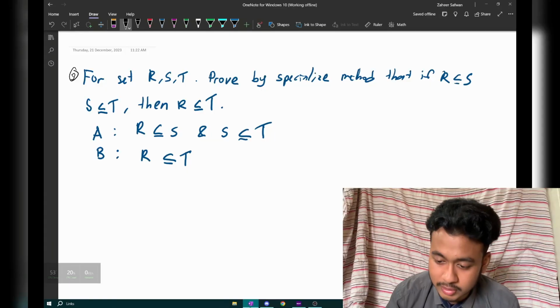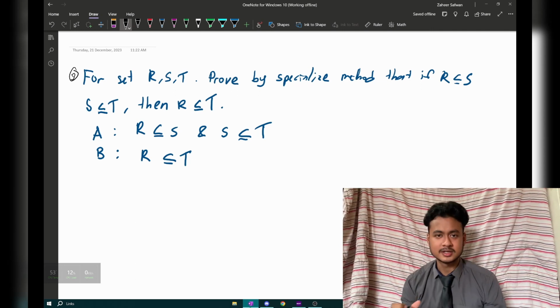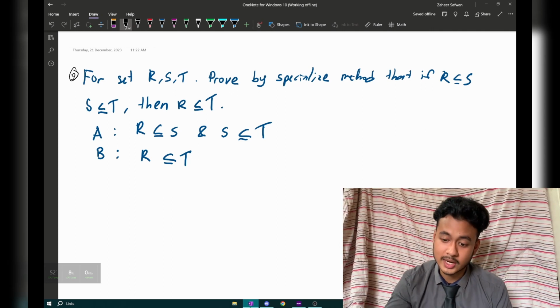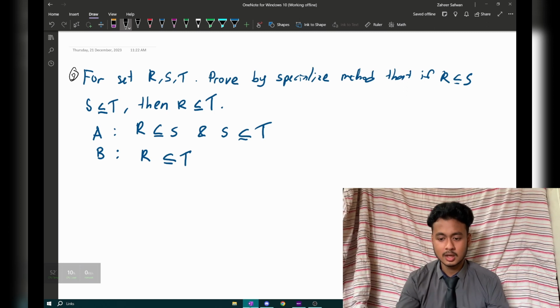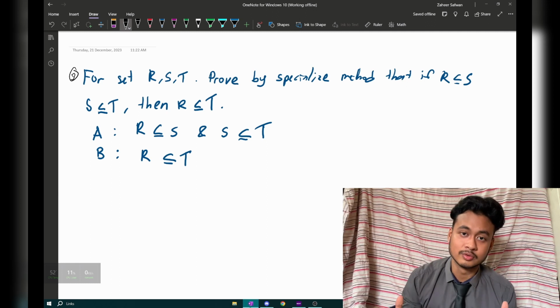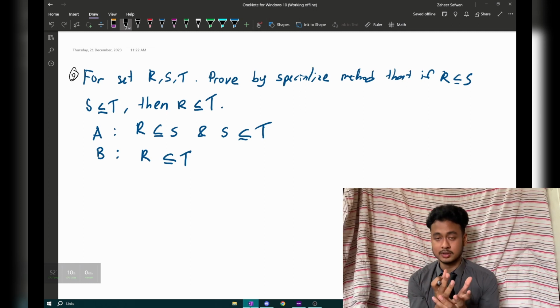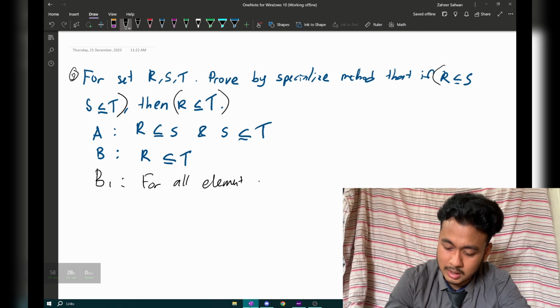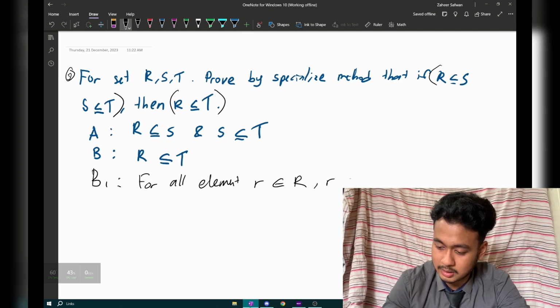Alright, so let's try to solve another question. For sets R, S, T, prove by specialization method that if R is a subset of S and S is a subset of T, then R is a subset of T. So first of all, we have to clarify what is our A and B. Next, our B1. What is our B1? For all elements r in R, r is in T.